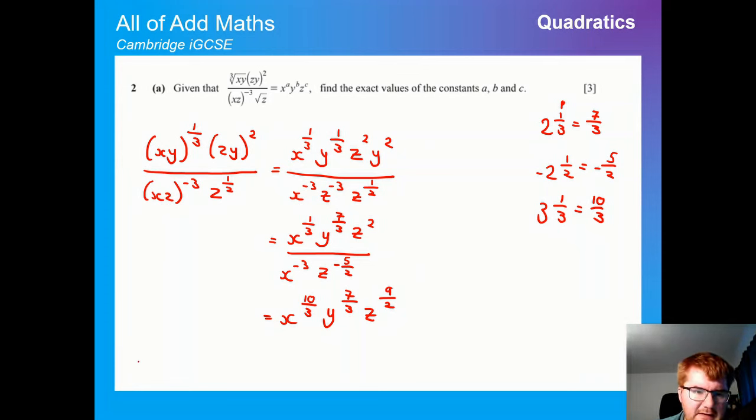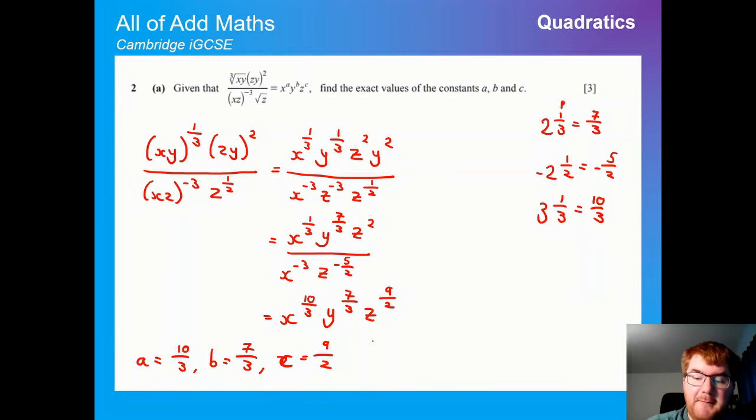And again, make it very clear to the examiner. So that A is equal to 10 over 3. B is equal to 7 over 3. And C, make sure you use the letters from here, is equal to 9 over 2. And we've got all our answers there.